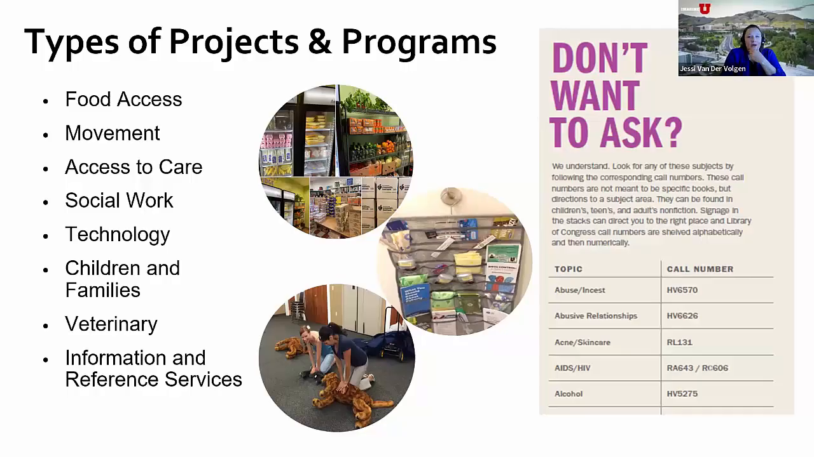Some libraries now have embedded social workers to help folks access services. Technology programming might be telehealth services or digital literacy projects. For children and families, you might have a sensory story time or music and movement. In the veterinary aspect, you might partner with someone for a vaccination clinic or pet first aid, pet loss and grief, or promoting curated lists of key or sensitive topics.